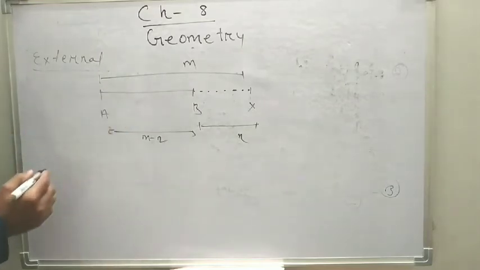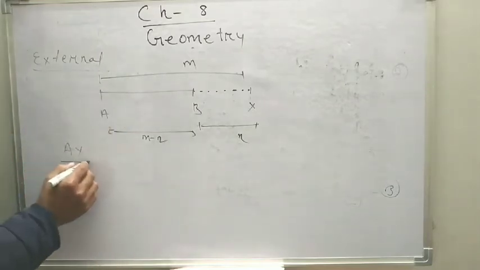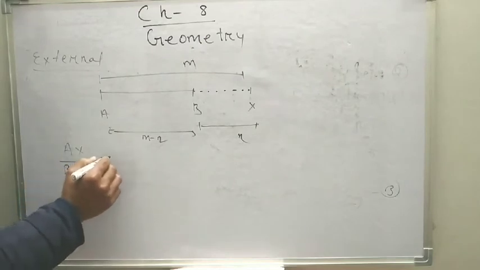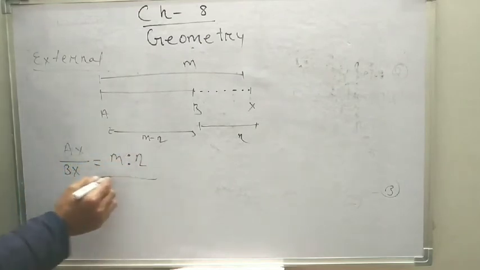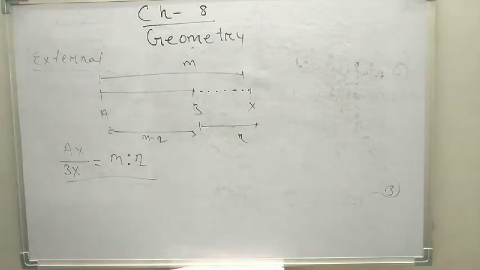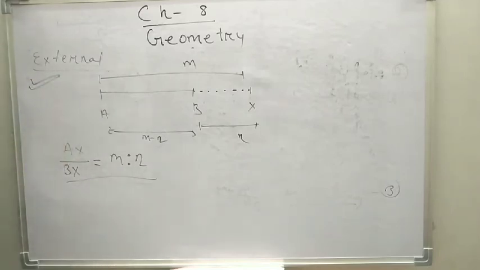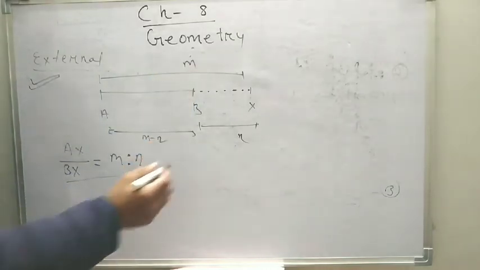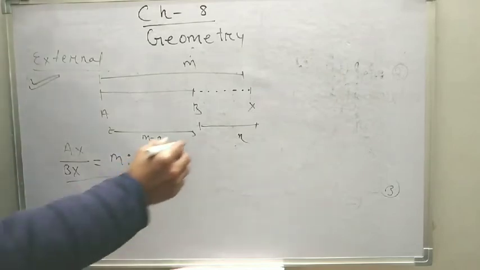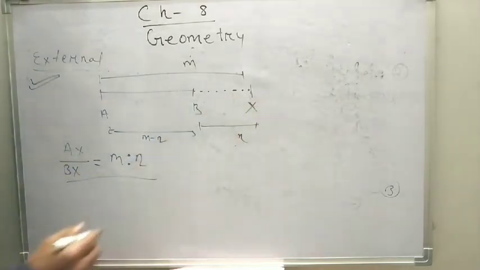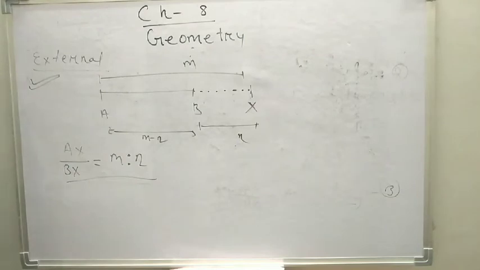So from here what we can write, AX by BX is equal to m is to n. Similarly, like the internal division, only one point will be there which divides the line segment into m is to n ratio at one and only one point, and that point is X. Based on this theorem number 1, there are some questions on the exercise. So let us move to the exercise.